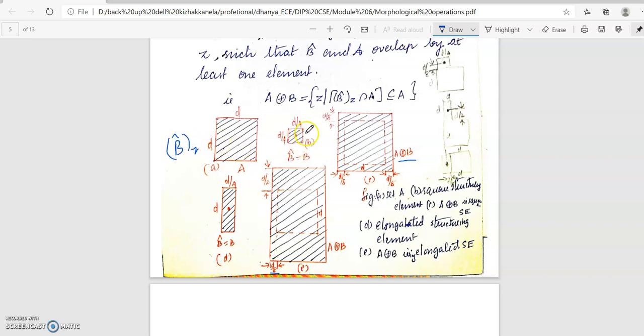Here I have considered a symmetrical structuring element. It is symmetrical around the origin, so the reflection of B will be the same, and I will be considering only the translations of B. In the case of dilation, the condition is that when I take the translated version of B, it should share at least one point in common with A. If I place B like this, with this as the center, it shares at least one point in common with A. That means I can choose this point.